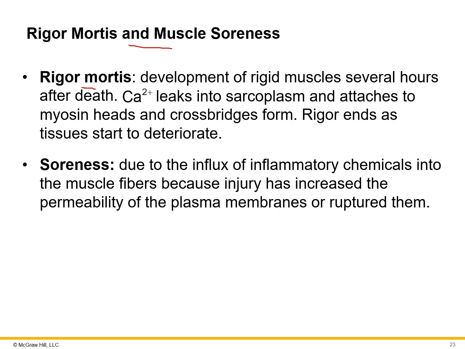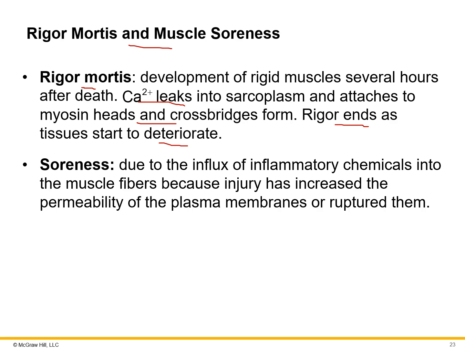Now, rigor mortis and muscle soreness. Rigor mortis is after death. This is whenever the muscles become very rigid. It does take a little bit of time, and that's because there's still some storage of calcium. As calcium leaks into the sarcoplasm, it attaches and those cross bridges form, but the rigor ends as the tissue deteriorates. Essentially the calcium's still there, it starts leaking out after death, so it's just like it's contracting. The calcium causes the cross bridges to form, but now there's no ATP to release the myosin, so it stays contracted.